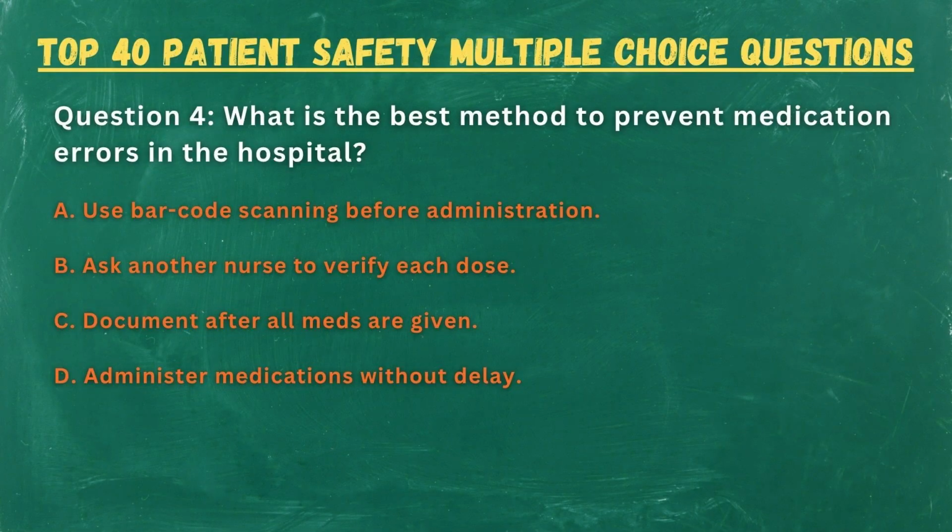Question 4. What is the best method to prevent medication errors in the hospital? A. Use barcode scanning before administration. B. Ask another nurse to verify each dose. C. Document after all meds are given. D. Administer medications without delay.